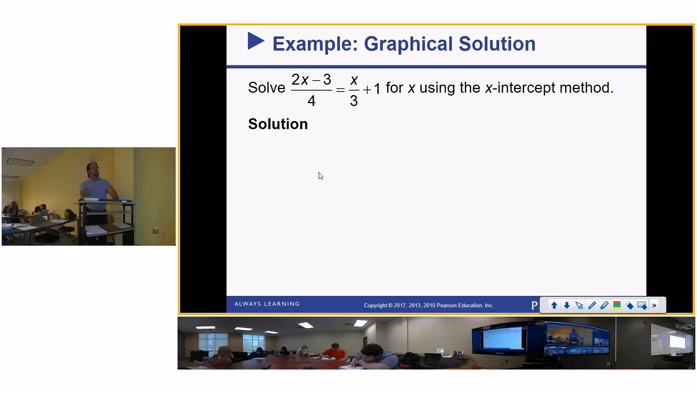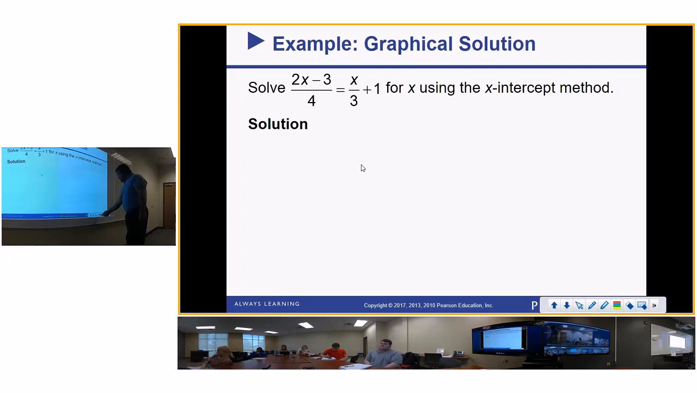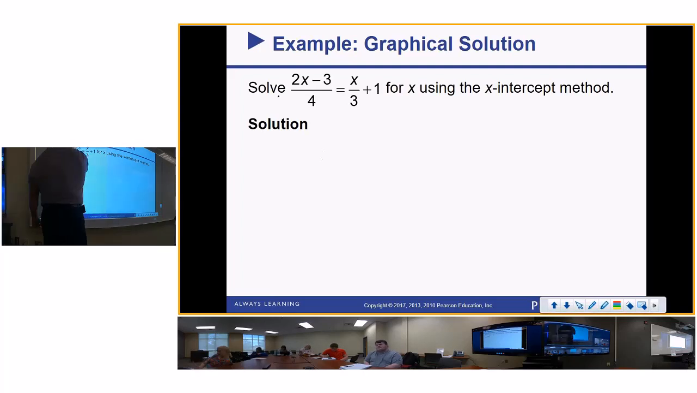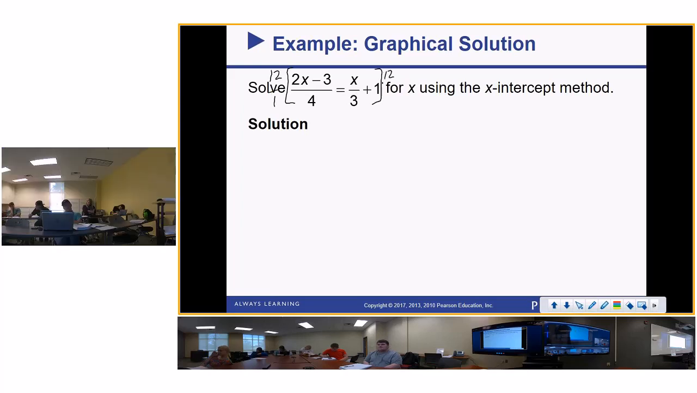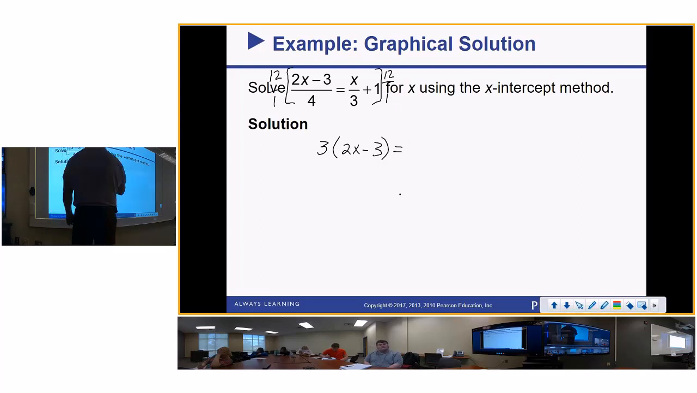So multiply both sides by 12. And then also you can graph it, but I'm not gonna graph that. I'm gonna graph something a whole lot easier to graph. So multiply both sides by 12. I'm gonna multiply this one by 12 over 1, and this one by 12 over 1, and that's gonna give me 3 times what? Well, 4 will have to be 2x minus 3 is equal to 12.